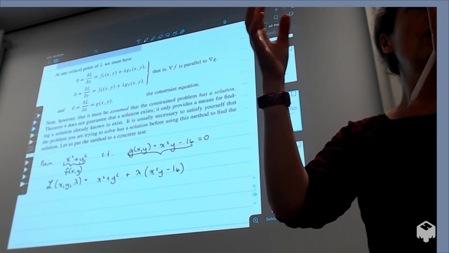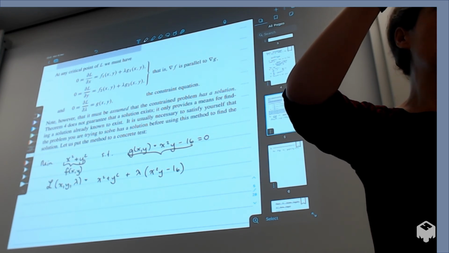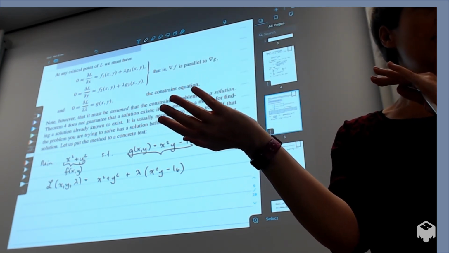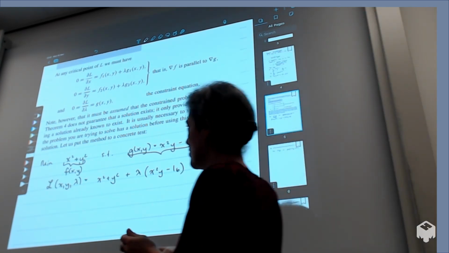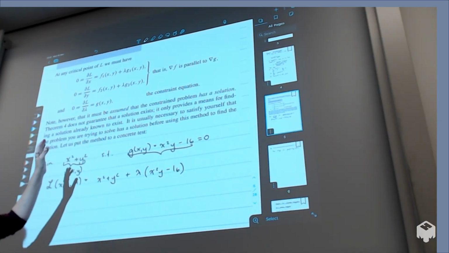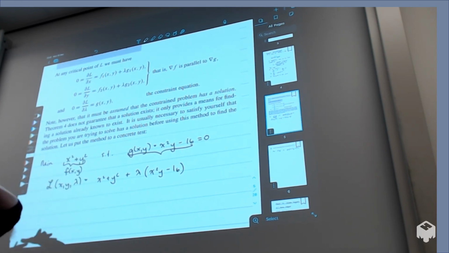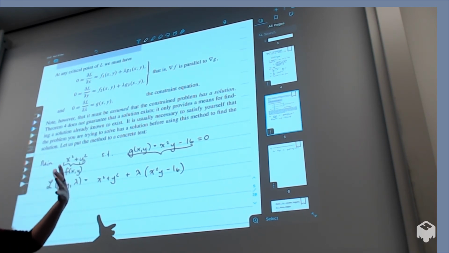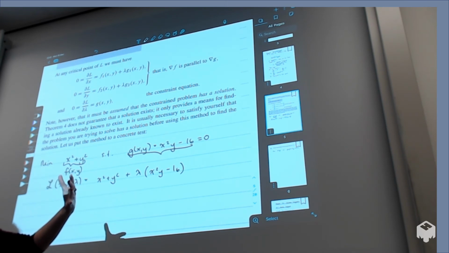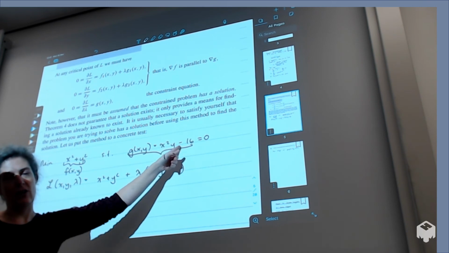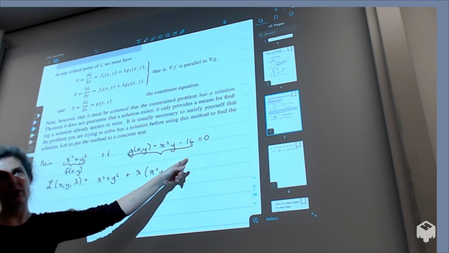Or alternatively, maximize the volume subject to some constraint. So this is going to change. They're both going to change. But the question is always that you've got some two-dimensional thing, some surface, that you want to maximize or minimize, but you're constrained to have it lie on some other function.